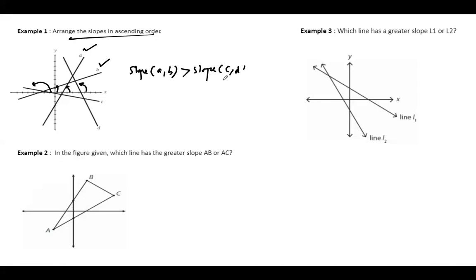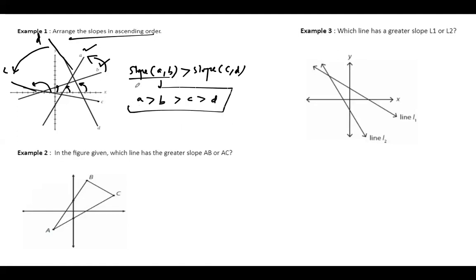Now compare the slopes of A and B. Which is greater? Whichever line is to the left. The slope of A is greater than the slope of B. Similarly, for the slopes of C and D, which is to the left? The line C is here, the line D is here. C is greater than D.